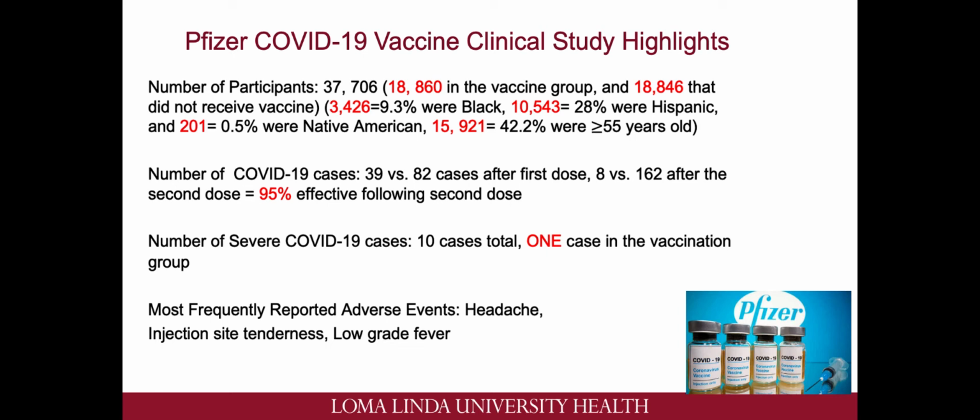So there were 10 cases total in this study of severe COVID-19. However, there was only one case in the group that got vaccinated. So that's important to know. There were 9 cases of severe COVID-19 in the group that did not receive the vaccine, but there was only one in the vaccination group. So that shows us the importance of getting vaccinated and protecting us against severe COVID-19 and keeping us off that ventilator.